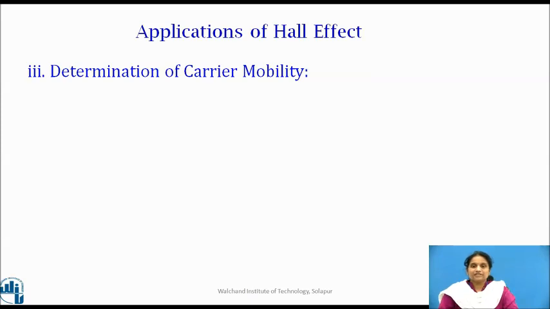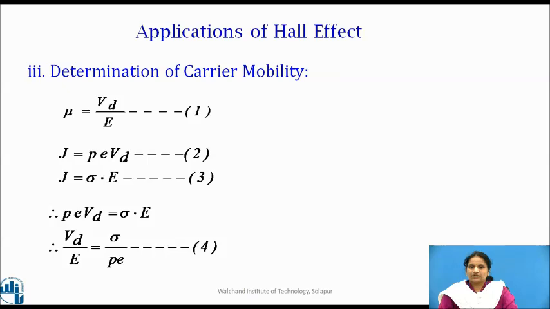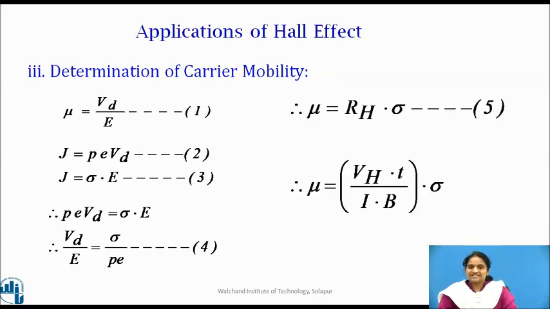Next application is mobility of charge carriers. Mobility is defined as drift velocity acquired in unit electric field. We know that the current density J is given by two equations. Now let us equate these equations and simplify. Then we will get the equation as mu is equal to sigma into RH, where sigma is the conductivity of the semiconductor sample.